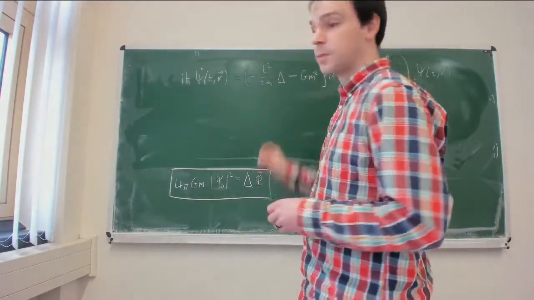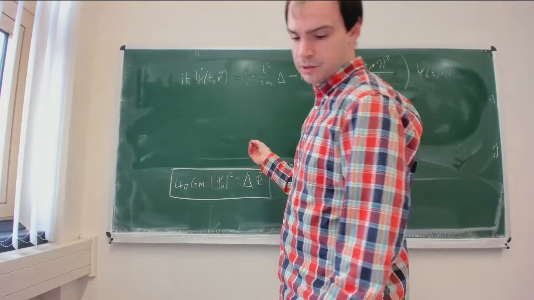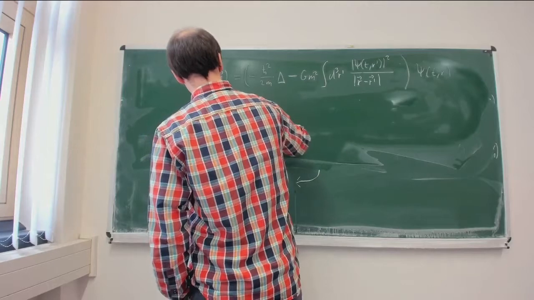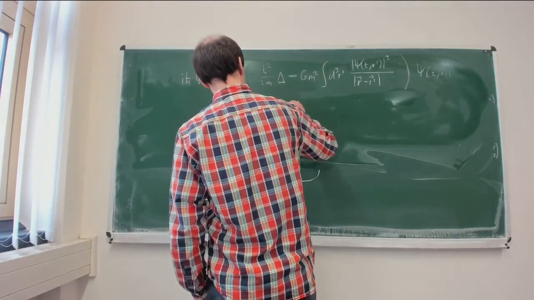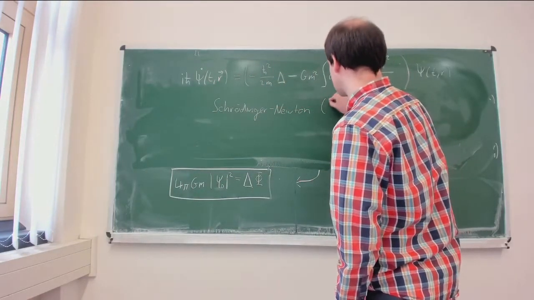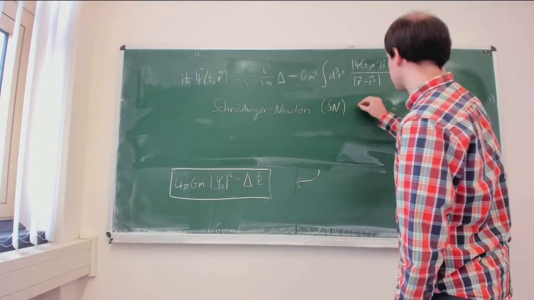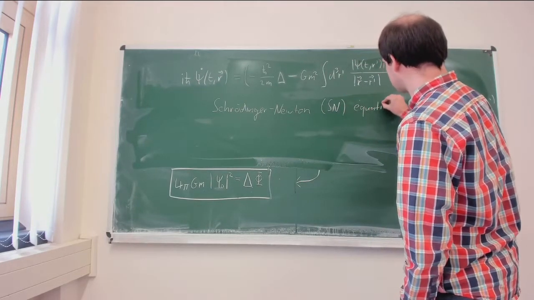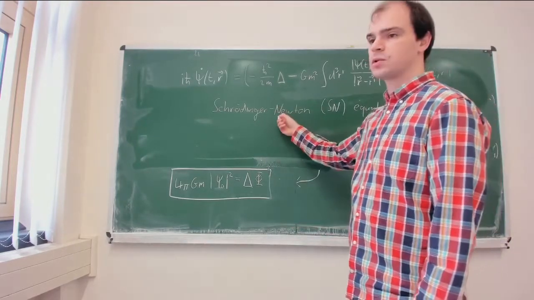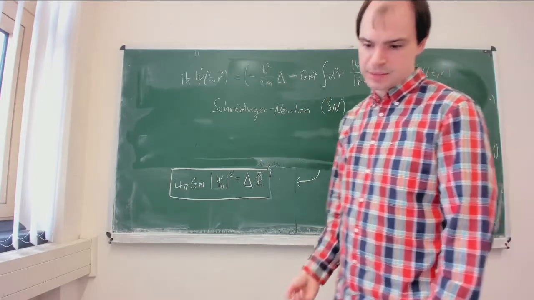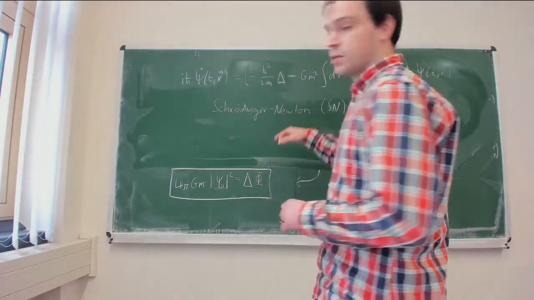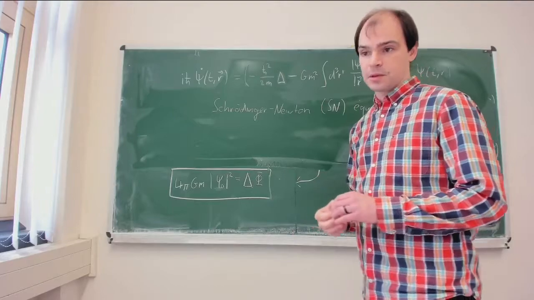And so this equation is often called the Schrödinger-Newton equation, and you often abbreviate it just with SN. Schrödinger, obviously, because it's the Schrödinger equation, Newton because it contains Newtonian gravity in this nonlinear way. And we want to continue now and discuss some properties of this equation.